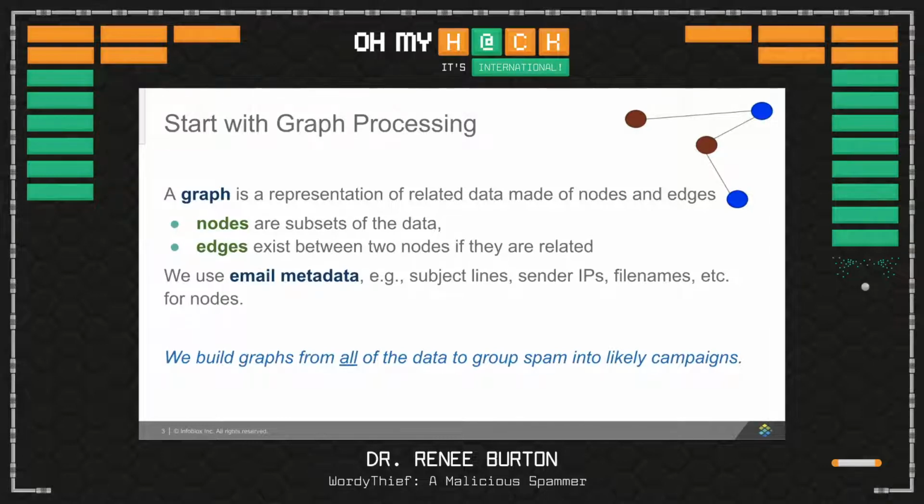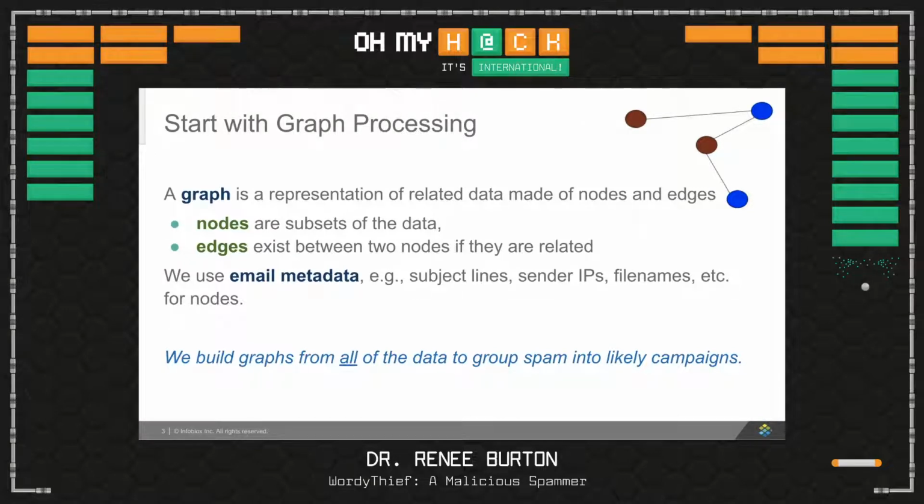In our case, we are using email metadata. So in particular, the subject lines, sender IPs, file names, that kind of information. You can use a wide range of information here. We're often looking at attachments, so you could use file sizes. You can use all the email header information from the SMTP traffic.